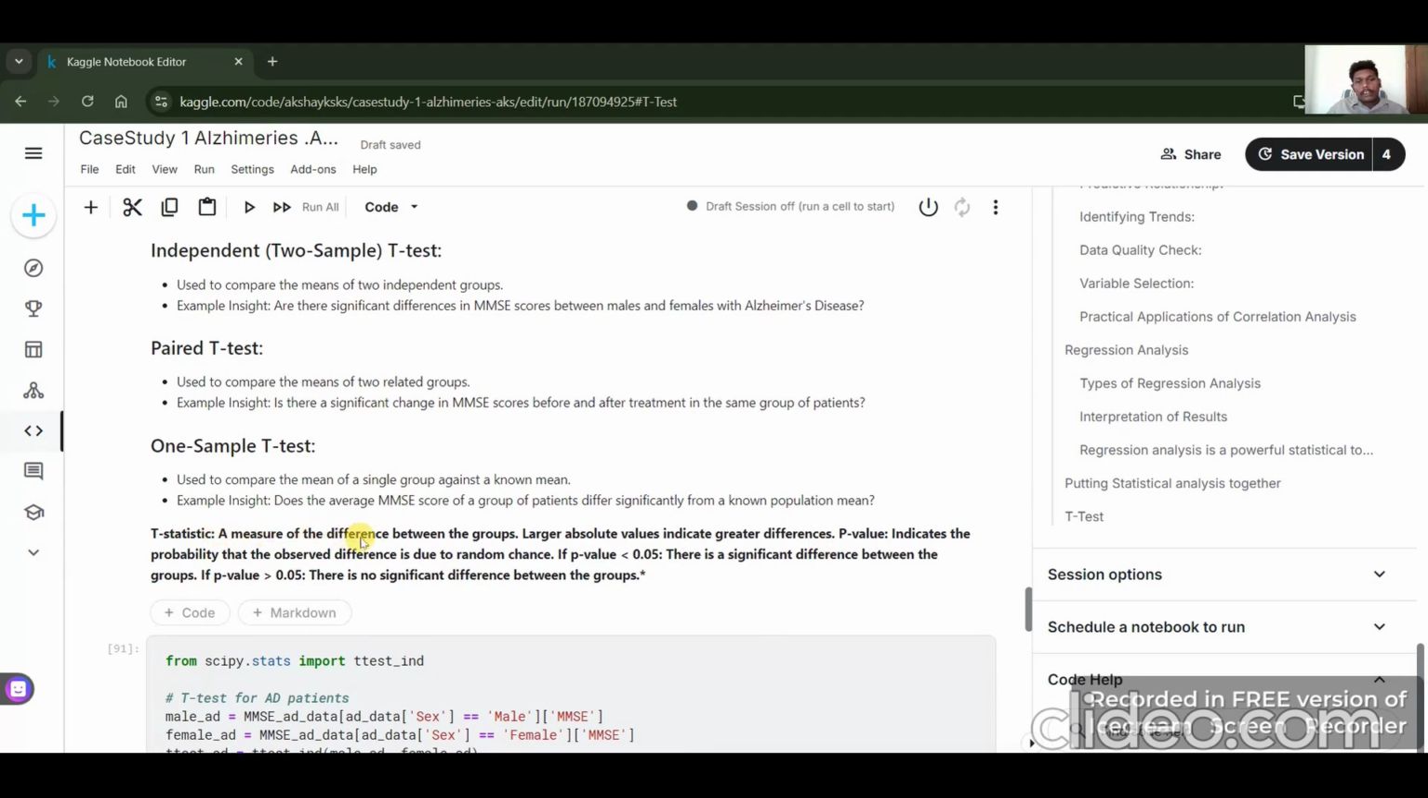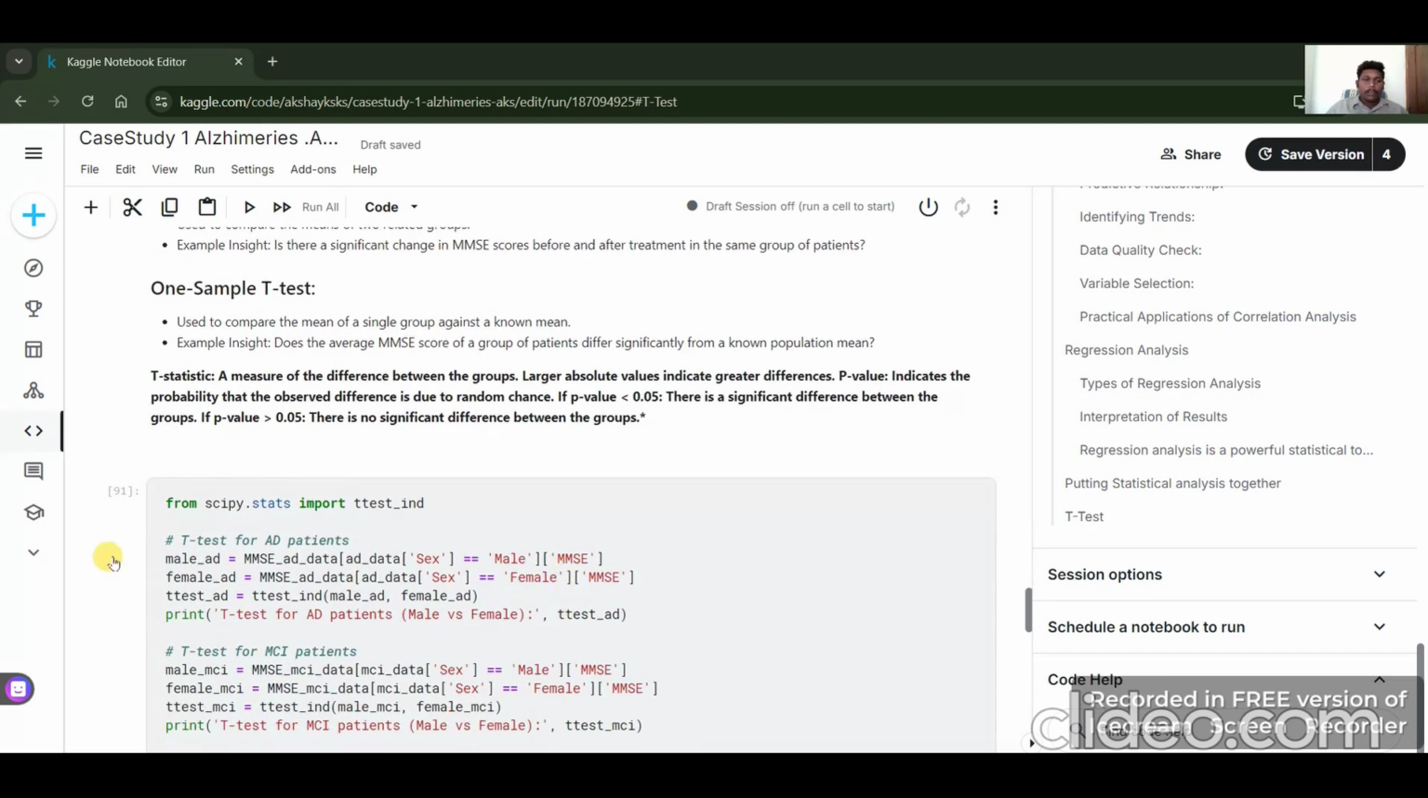The t-statistic measures the difference between the groups. A larger absolute value indicates a greater difference. The p-value indicates the probability that the observed difference is due to random chance. If the p-value is less than 0.05, there is a significant difference between the groups. If the p-value is greater than 0.05, there is no significant difference between the groups.